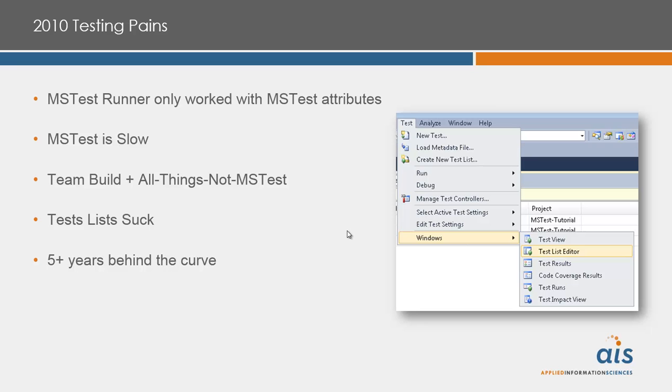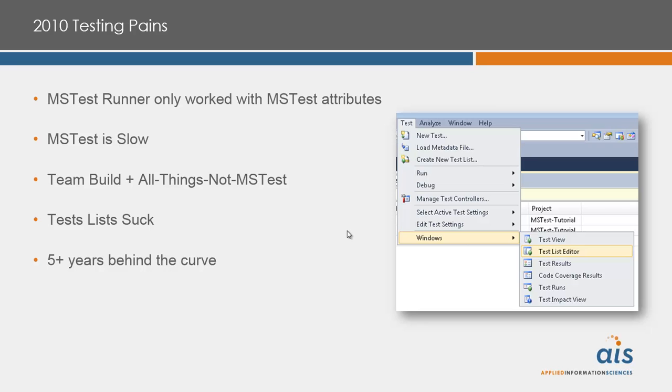Then there were test lists. And test lists were the MSTest way of partitioning tests. There were a couple other ways, but test lists were a pain. They were inclusive, so you had to add new tests in there explicitly. It was painful, and anybody who tried to do it on a long-term basis really felt that pain.